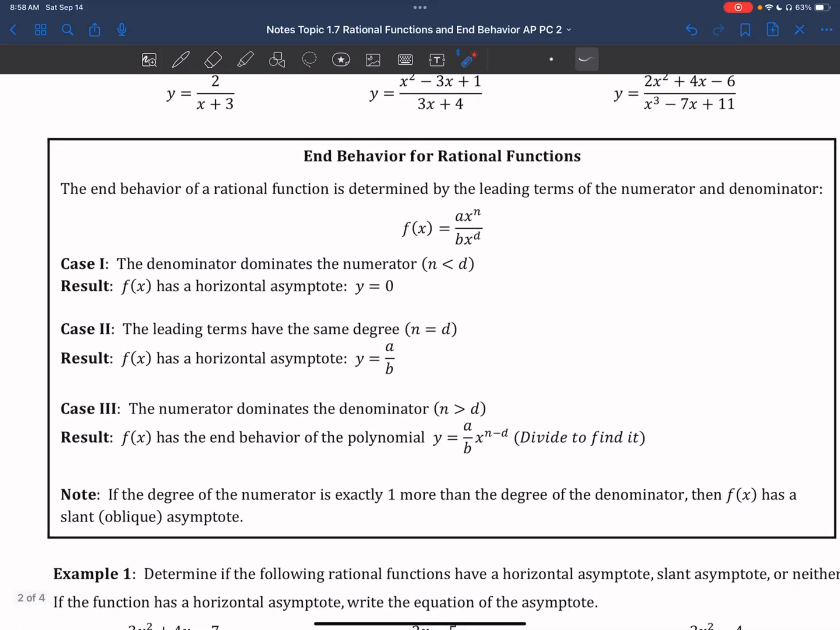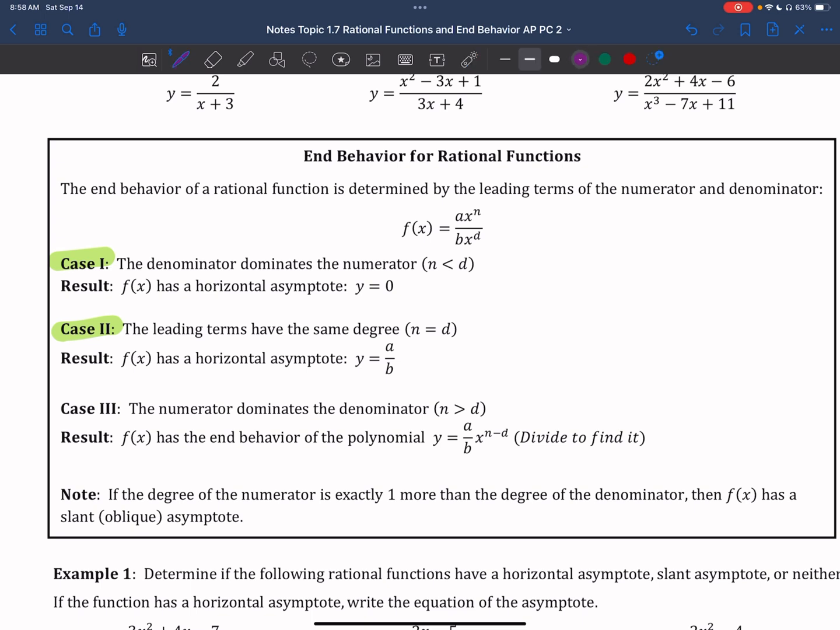You can find the end behavior if you have a horizontal asymptote very easily. So we are going to talk about cases where you have a horizontal asymptote just by looking at the leading term in your numerator polynomial and the leading term in the denominator polynomial. So that's what this part is talking about. You will create three different cases. The first case says that the denominator dominates the numerator, or the exponent in the denominator is bigger than the one in the numerator. You might have heard that as a bottom heavy function.